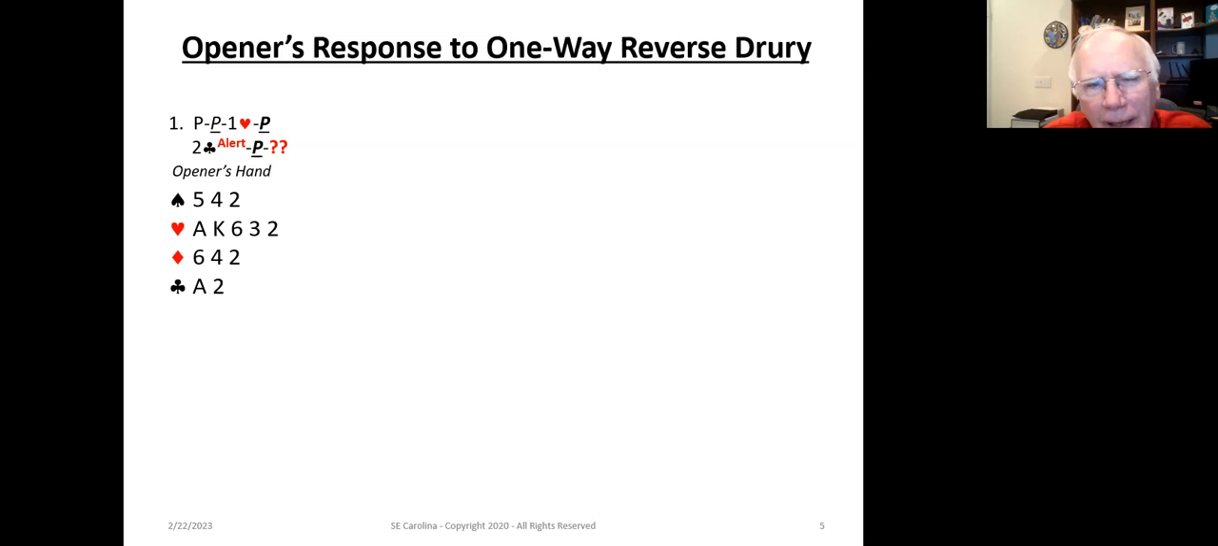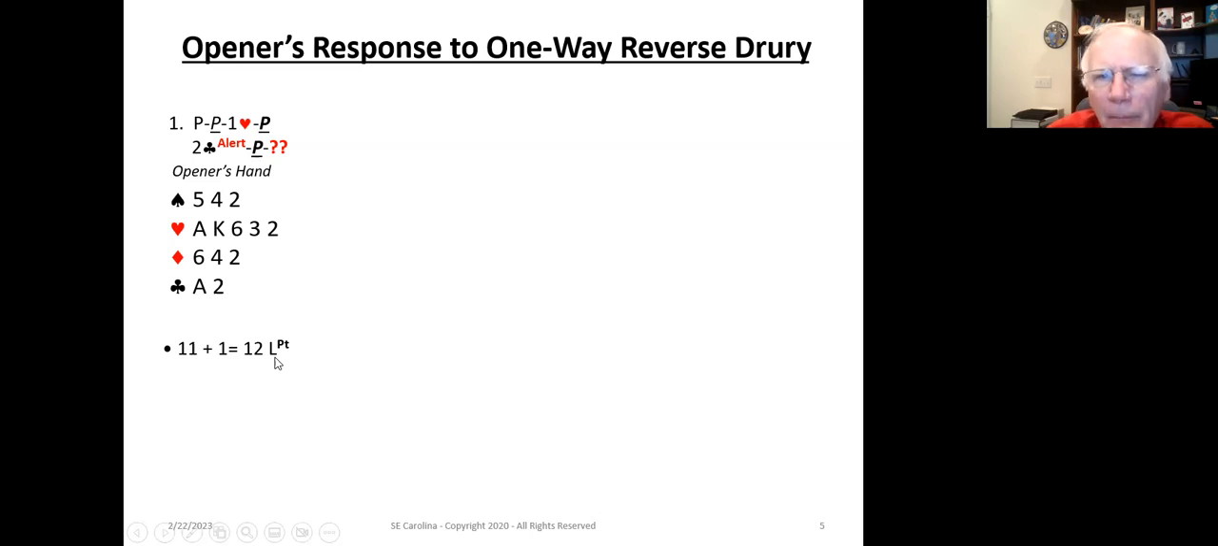Now let's look at the opener's hand here. The opener has 11 high card points, 4, 8, 11. You get 1 for the fifth heart. So we've got 11 high card points plus 1 for length. That gets them 12 length points.